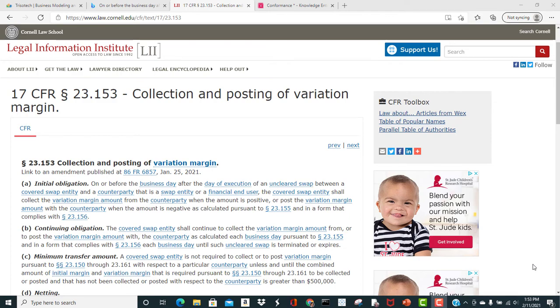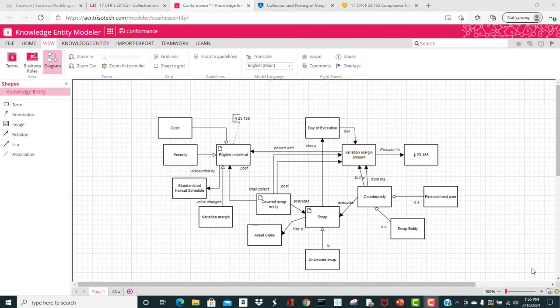So let's look at a specific regulation. This regulation is shown on the Cornell School of Law Legal Information Institute, and it concerns swaps, which are agreements between two counterparties to exchange financial instruments, cash flows, or payments for a certain amount of time. The rules govern the amount of margin that is collected from or given to a counterparty, depending on the variation or change in the market value of the swap's asset class.